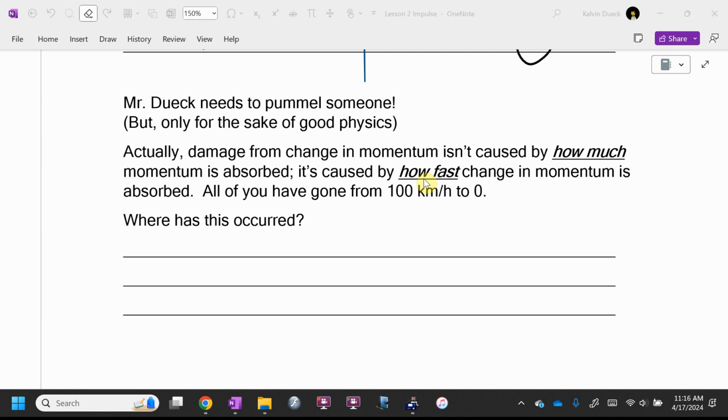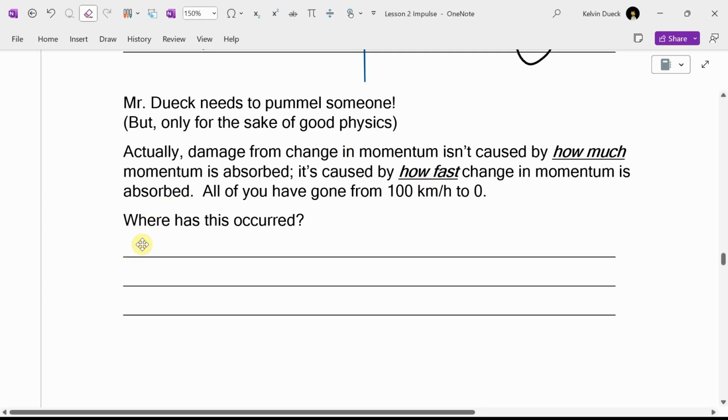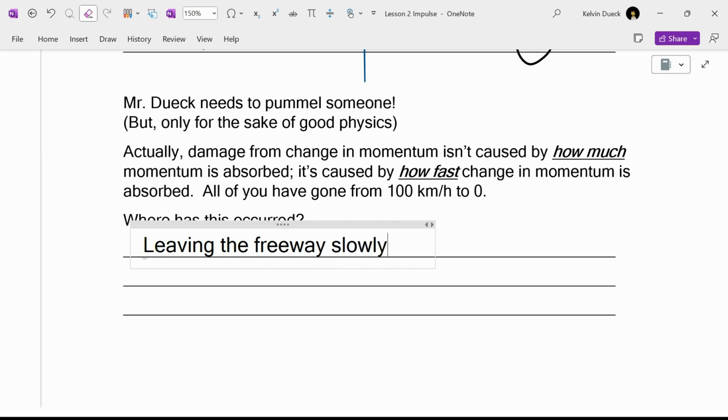You spread it out over so much time, you don't even notice that you've gone from 100 kilometers per hour to zero. It's not something you even brace yourself or think about. Now, if you went from 100 kilometers per hour to zero in 1 second, that's going to get your attention. It's all about increasing time. So where has this occurred? Leaving the freeway slowly, right? As you drive home.